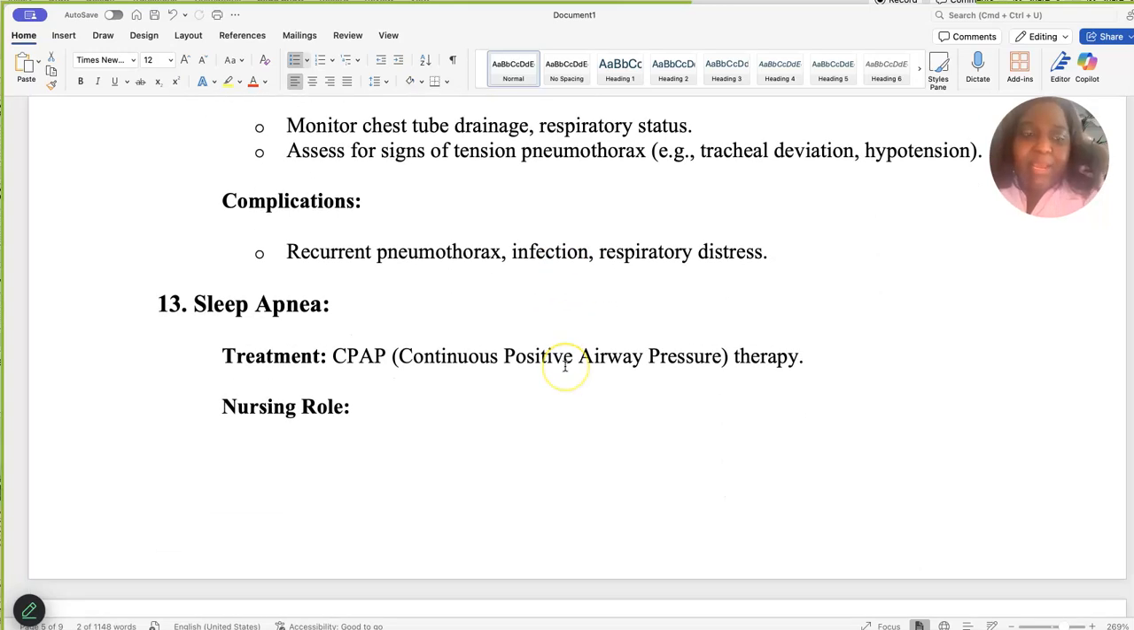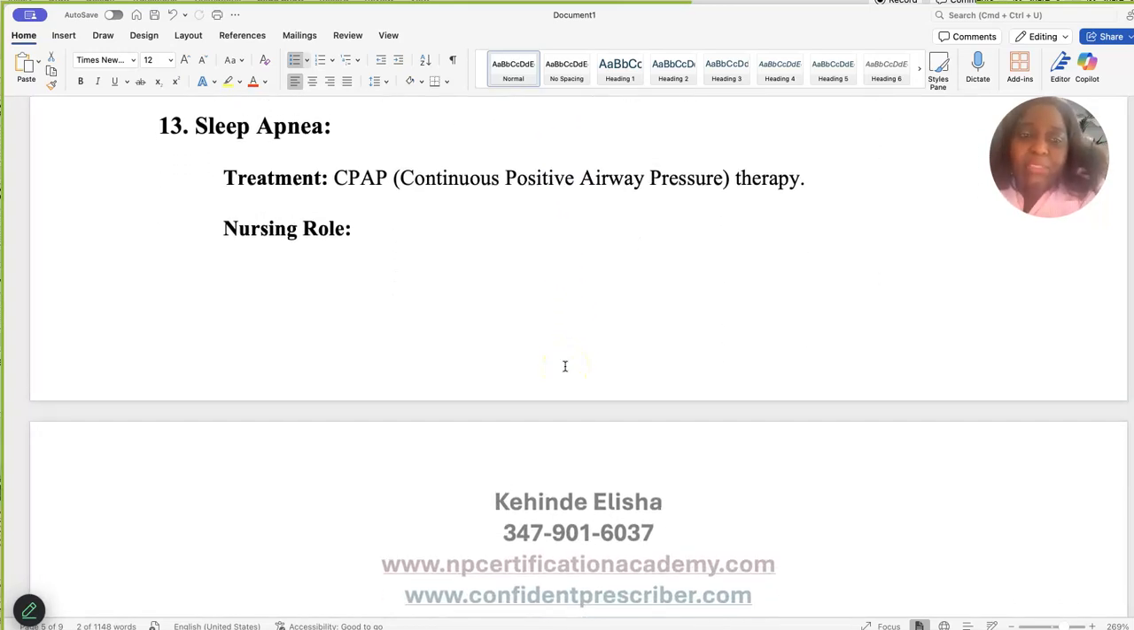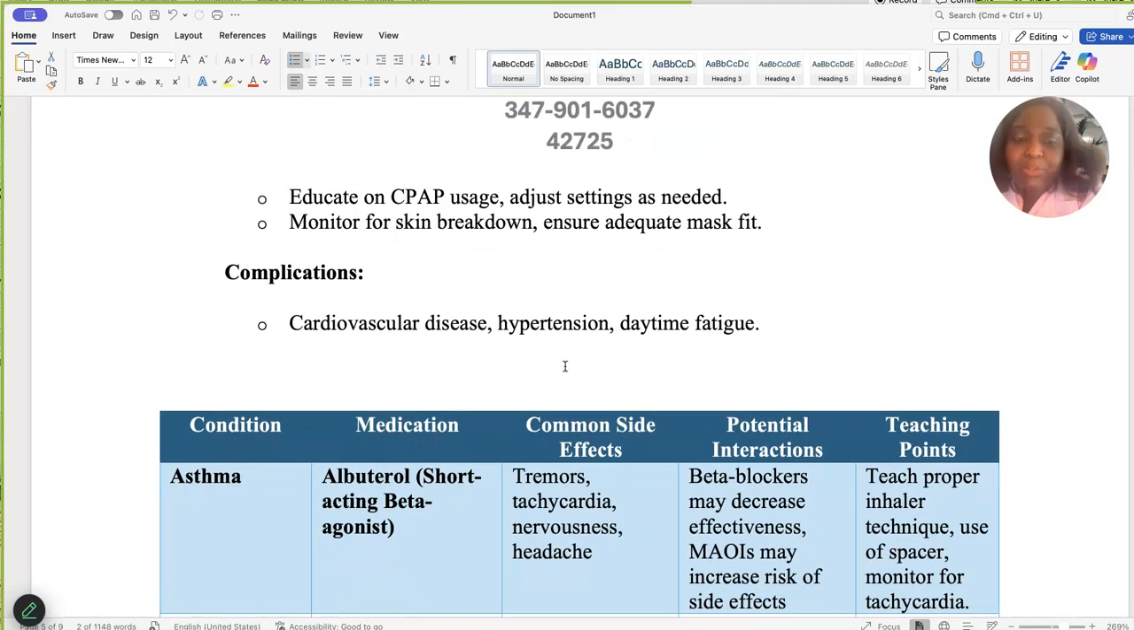Now, sleep apnea is another condition that we have to think about. Treatment is CPAP, continuous positive airway pressure therapy. What is your role as a nurse? You want to educate on CPAP usage. You want to adjust settings as needed. You want to monitor for skin breakdown, ensure adequate mask fit. Complications: cardiovascular disease, hypertension, daytime fatigue, and all that.